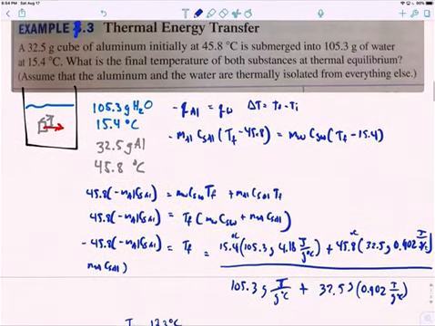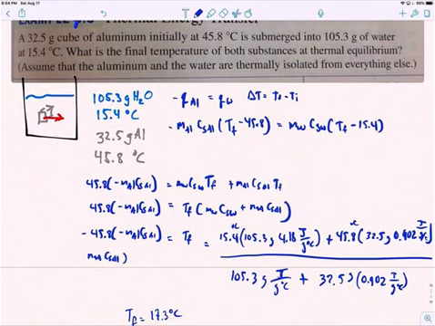So, recap with this one. The way you solve this problem is think about the heat flow. Heat flow is leaving the aluminum and is being absorbed by the water. So you write out Q equals m c delta T for both. Rearrange the equation to solve for the final temperature, and then put in the numbers. So do the algebra, put in the numbers, and get the final answer.